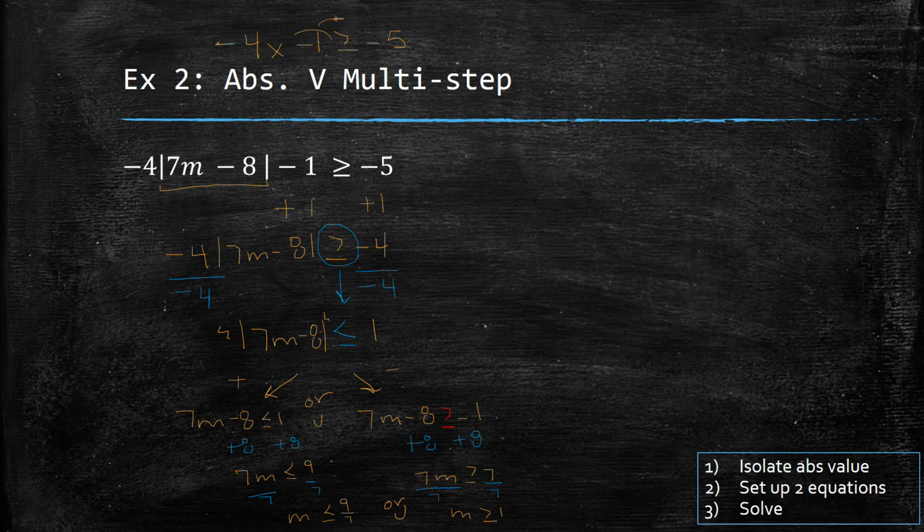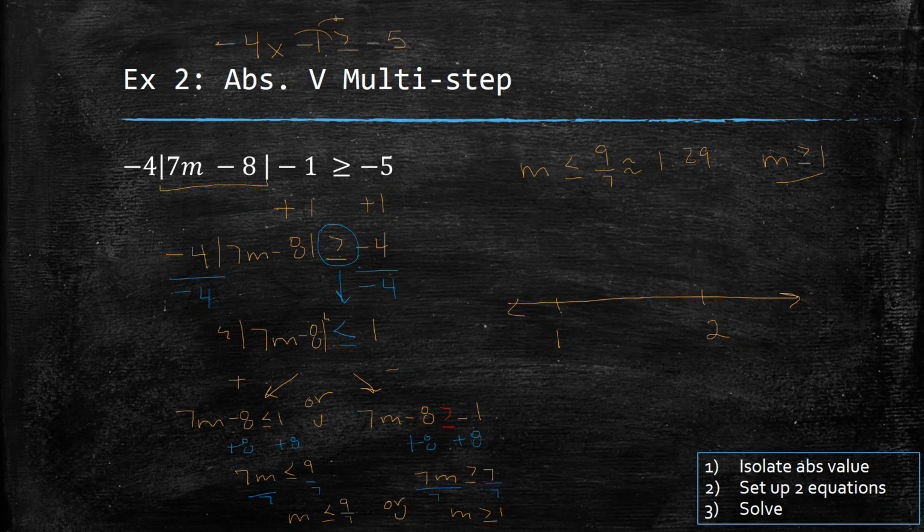So now that we have our two solutions, we can go ahead and plot them on the number line. We have m is less than or equal to 9 over 7, and if you want to approximate that so that you know where on the number line it is, you can. It's approximately 1.29, and then the other one is m is greater than or equal to positive 1. So we have positive 1 on the number line and then 2 on the number line.